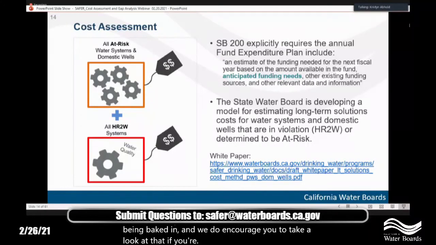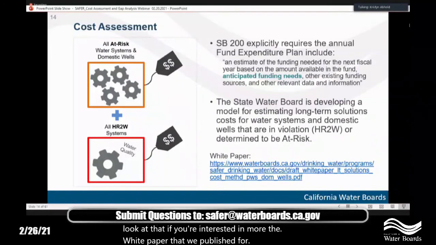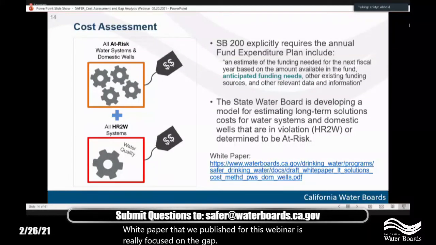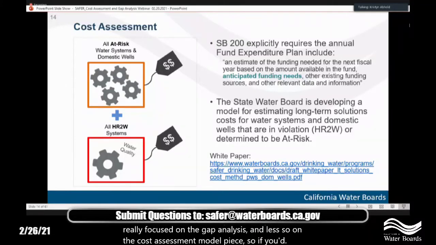The white paper that we published for this webinar is really focused on the gap analysis and less so on the cost assessment model piece. So if you'd like to see the cost assessment model methodology write-up, please take a look at the November white paper, and the link is provided in the slides here.